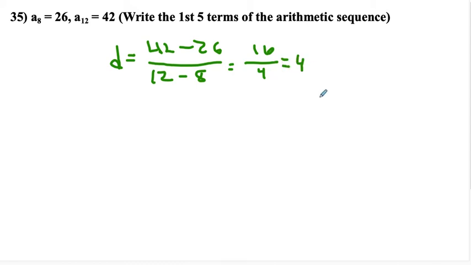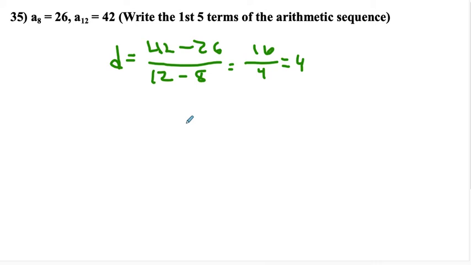So there's a couple ways to go. You could count back to the first terms. You want to write the first 5 terms of this arithmetic sequence, so you could count back and then figure out what the first term is, that is when n equals 1. Or you could just go ahead and find the formula for the sequence. There's a couple different ways to go.